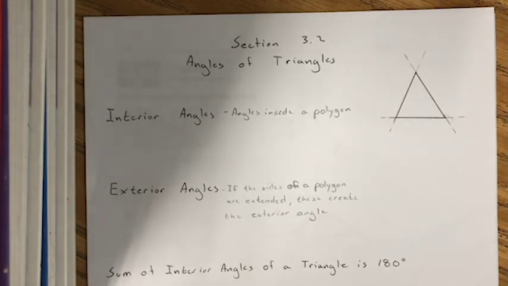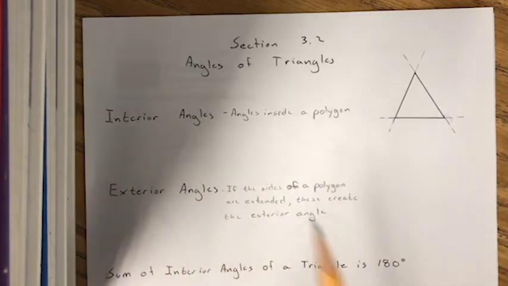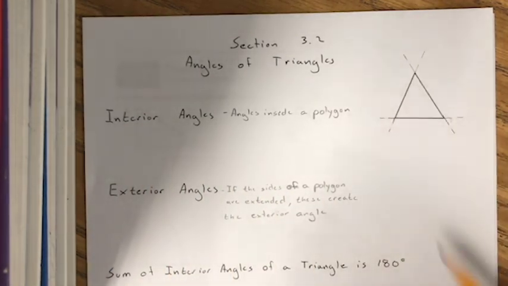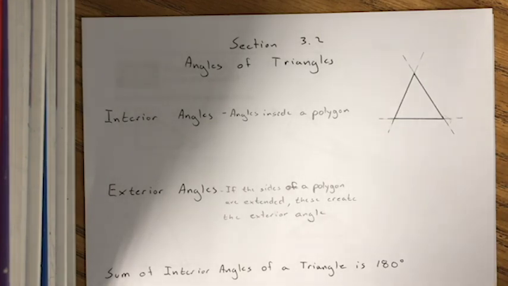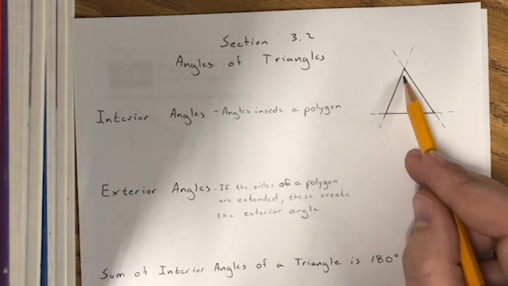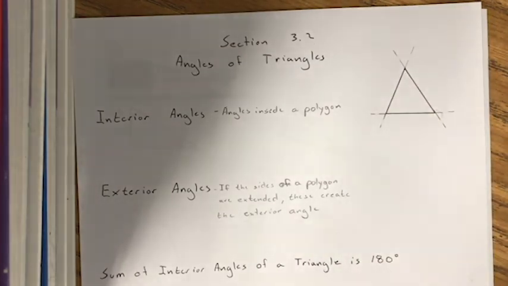This video is section 3.2, and we're talking about angles of a triangle. Basically, we just have some very simple terminology. Interior angles of a triangle are the angles inside the polygon. So interior angles are angles inside a polygon. In this case, it's the angles inside the triangle. So here, here, and here. Nothing really hard on that.